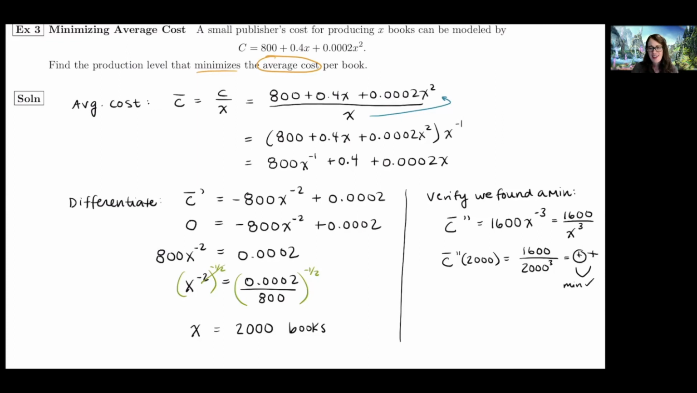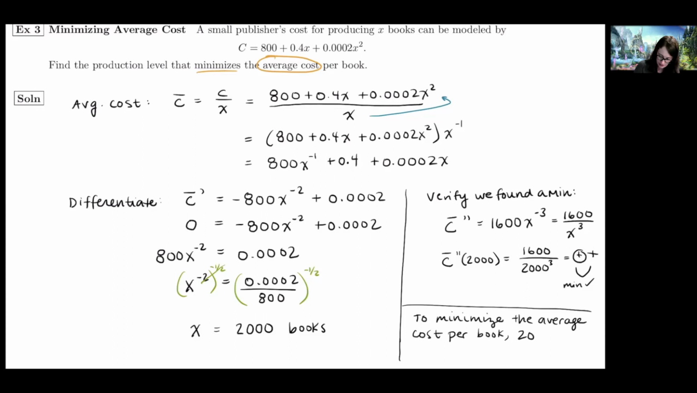Okay, so I think that that's it. We just wanted to find the production level that minimizes the average cost per book. So that's just looking for how many books should be produced. And so we found 2,000. So let's write this in a little summarizing sentence here. So to minimize the average cost per book, 2,000 books should be produced.